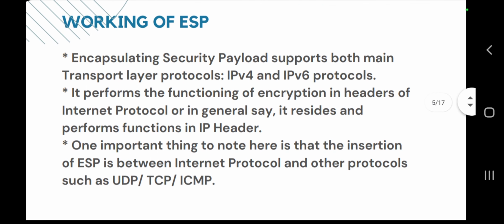And next is the working of ESP. Encapsulating Security Payload supports both main network layer protocols, which are IPv4 and IPv6. It performs the functioning of encryption in headers of Internet Protocol, or in general we can say it resides and performs functions in the IP header. One important thing to note here is that the insertion of ESP is between Internet Protocol and other protocols such as UDP, TCP, ICMP, etc.